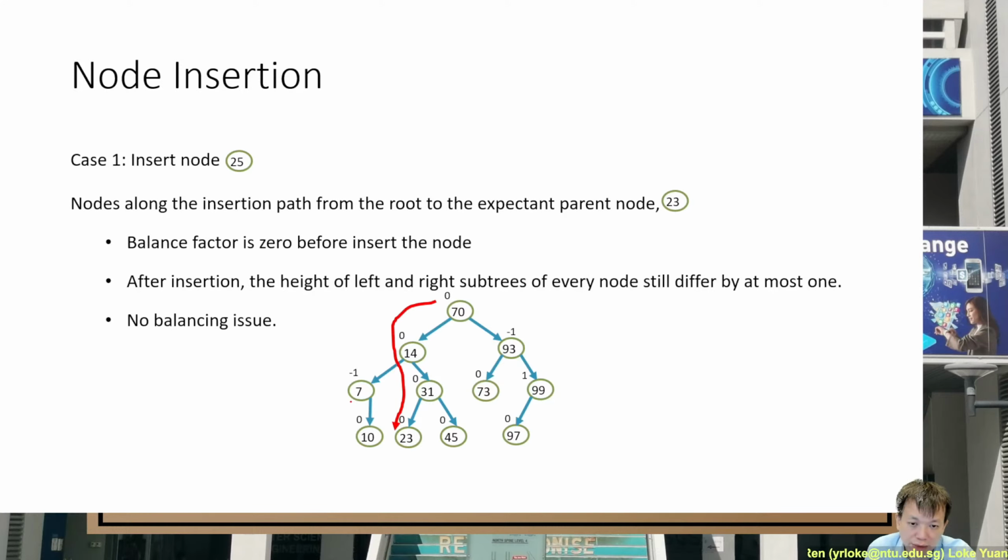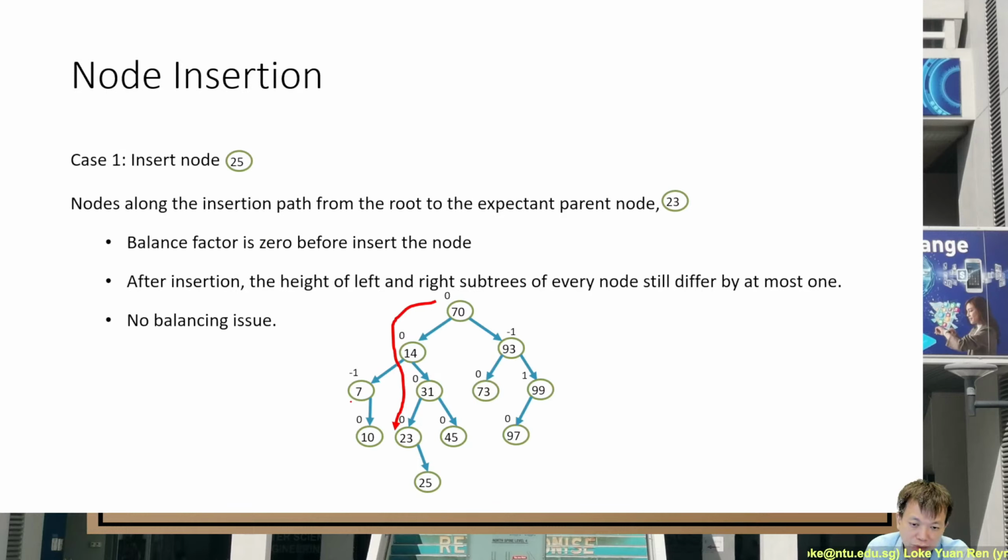Yeah, that means the balance factor is 0 along this path. This one is 0, this one is 0, this one is 0, this one is 0. After you insert a new node here, the overall path is still balanced, because they all are 0. So you add an additional 1 node.